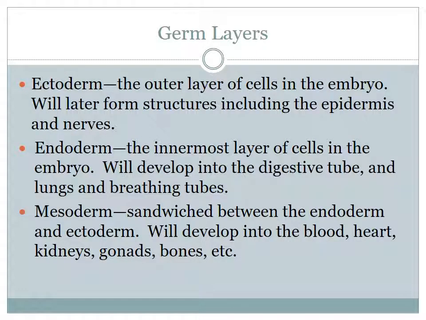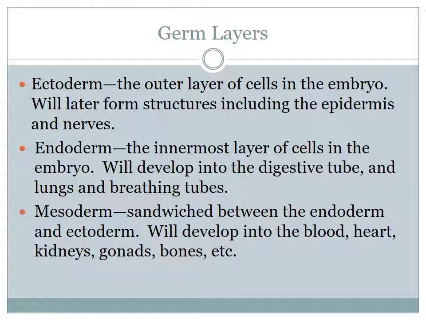So the rearrangement of the blastula to create the germ layers left us with 3 layers, the ectoderm, endoderm, and mesoderm. The ectoderm is the outer layer of cells in the embryo. This will later form the structures that include the skin, the nerves, the brain. The endoderm is the innermost layer of cells in the embryo, and this is going to lead to the digestive tube, which, keep in mind, your digestive tube from your mouth to your anus, you are one long connective tube. We've named it different parts along the way, but it's just one big tube.